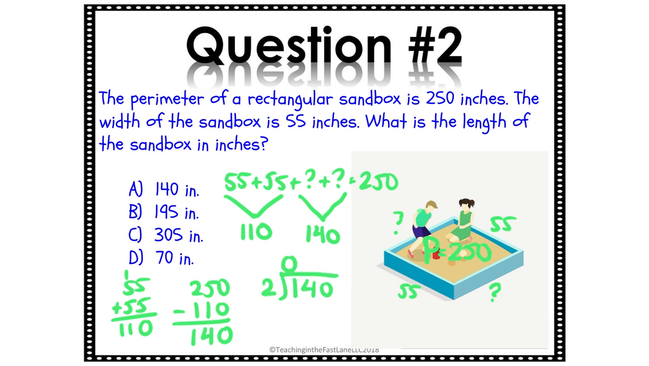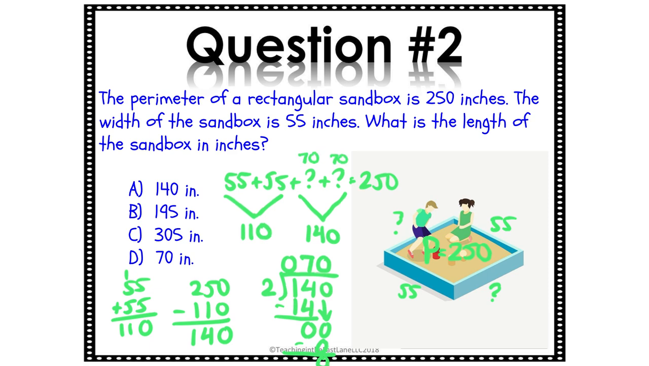2 into 1 goes 0 times. 2 into 14 goes 7, which equals 14. 0 left over, and bring down a 0. 2 into 0 goes 0 times. That equals 0. And I get a 0 with nothing to bring down, so I am done. Looks like each of the missing sides is 70.